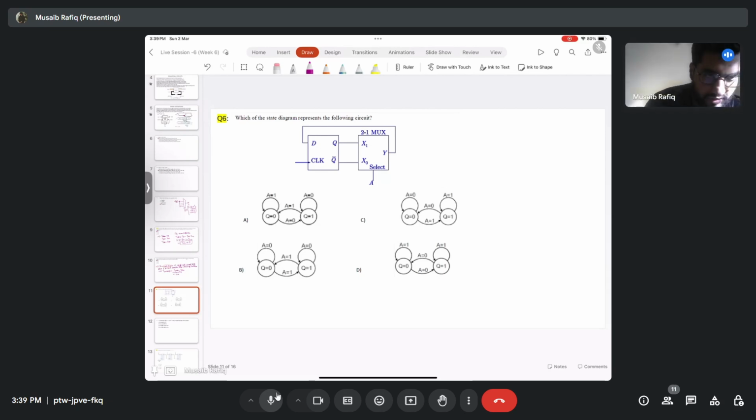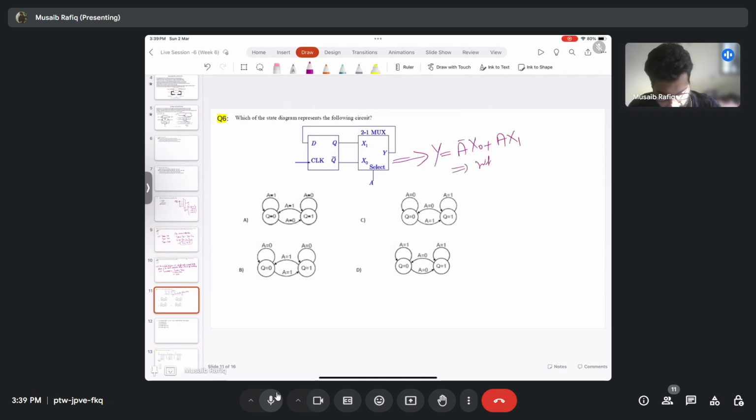So let me show the solution. You can do it very easily. It's not a big deal. So let me just ask you a question. The expression for y of a 2 to 1 mux can be written as a bar x0 plus a x1. That implies when a is equal to 0, y is equal to x0. When a is equal to 1, y is equal to x1, right? So x0 is basically your q bar.